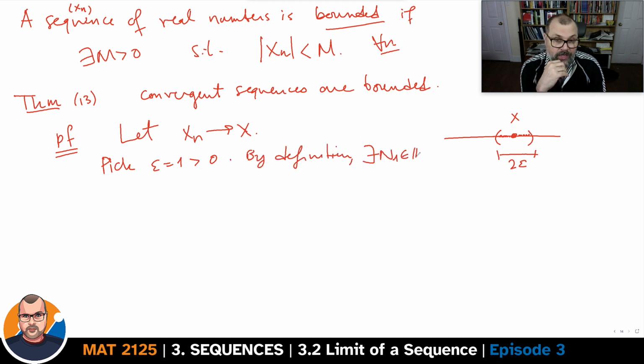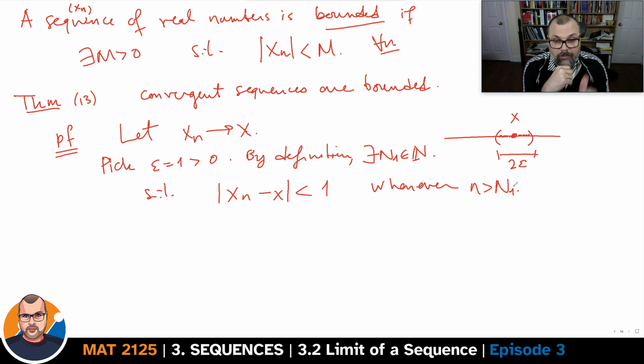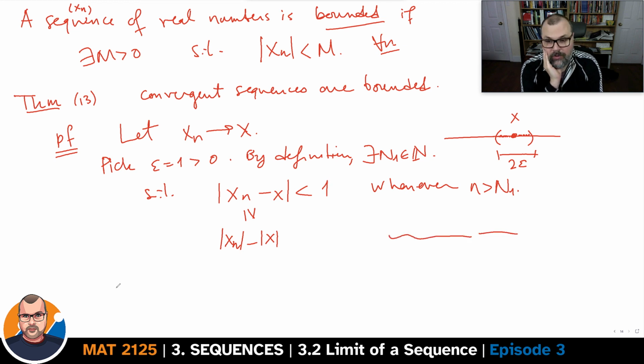You can find an integer n1 such that |xn minus x| is smaller than 1 whenever n is greater than n1. In particular, using one of the properties of the absolute values, what you get here is that the absolute value of xn minus the absolute value of x is smaller than the absolute value of xn minus x, which is smaller than 1 whenever n is greater than n1. And so xn is going to be less than the absolute value of x plus 1 in absolute value whenever n is greater than n1.